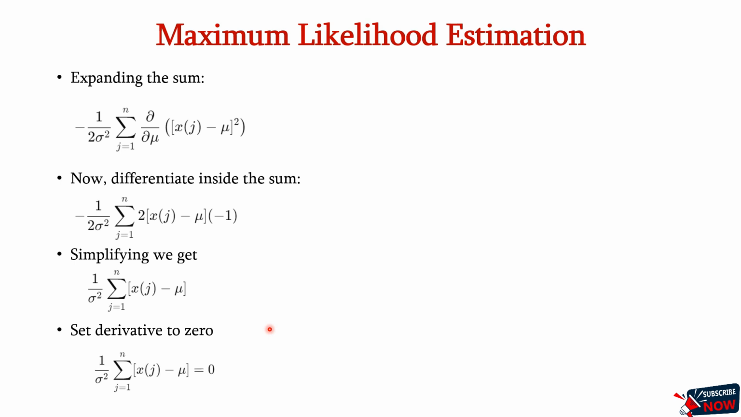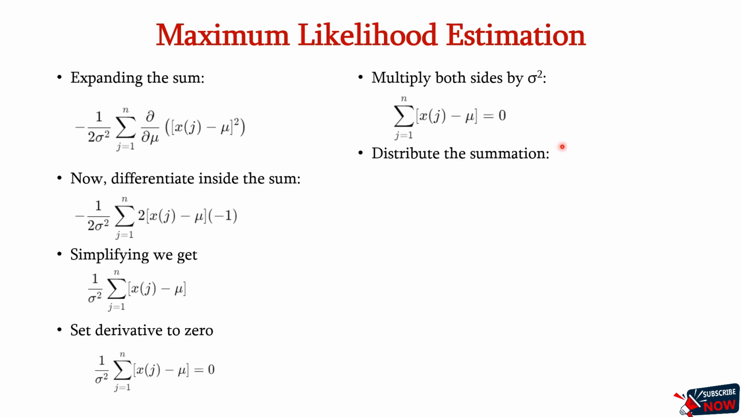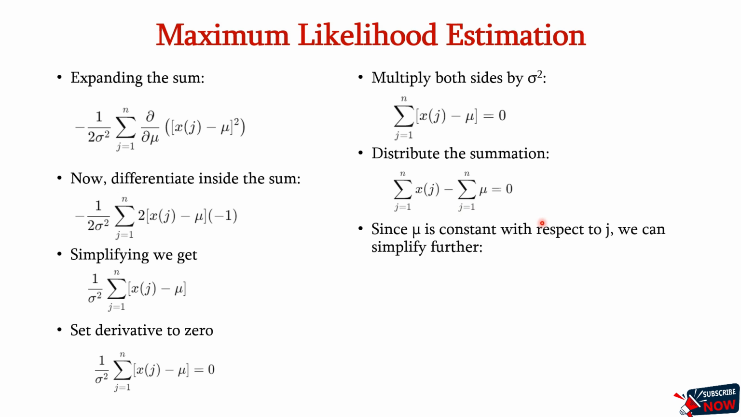After setting it to 0, let us multiply both sides by sigma square. So if we multiply both sides by sigma square, this becomes 1 and this becomes 0. So we have summation of x of j minus mu is equal to 0. So let us distribute the summation for both of these terms. So we can write it as summation of x of j minus summation of mu is equal to 0. Since mu is constant with respect to j, we can simplify further as summation of x of j minus n mu is equal to 0.